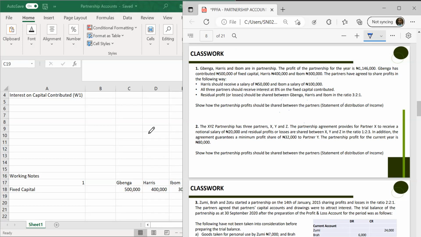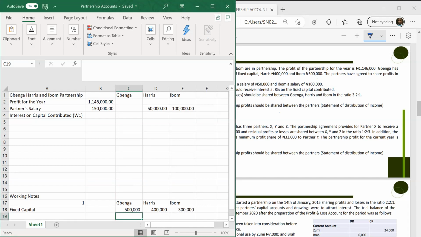It's 100 times 500. Robert, Motun, Caroline: 8 times the fixed capital divided by 100. 8 times fixed capital divided by 100. Okay. Do we have any dissenting opinion?